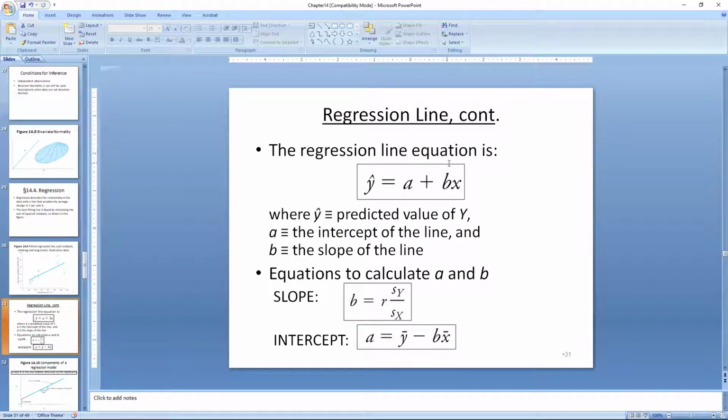So the regression line equation is the predicted value of y equaling a plus bx, where a is the intercept of the line and b is the slope of the line. To calculate a and b, b is equal to r times the standard deviation of y divided by the standard deviation of x. The intercept a equals y bar minus b times x bar.